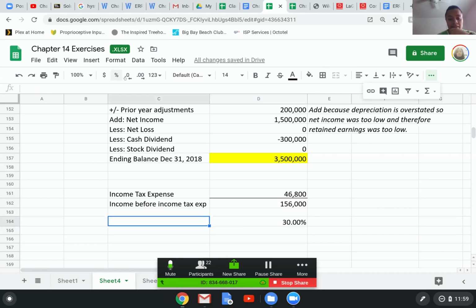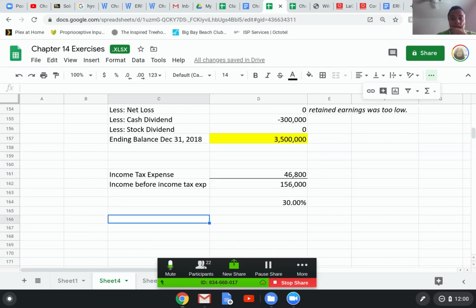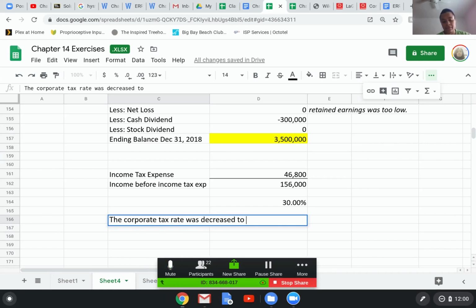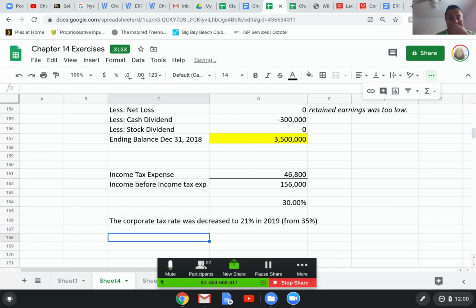Is there any company that is still paying 30% tax these days? What do you guys think? Yes or no? Are companies paying 30%? No. Right, the answer is no. The corporate tax rate was decreased last year to what? Does anybody know? In 2019, it was decreased to 21% from supposedly 35%, but honestly, no companies were paying 35% either.